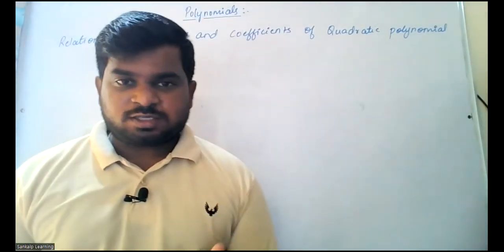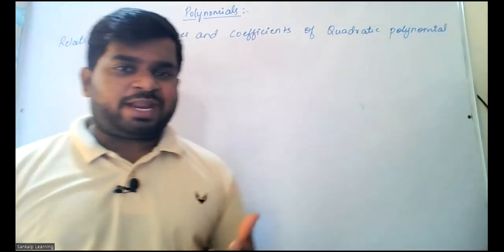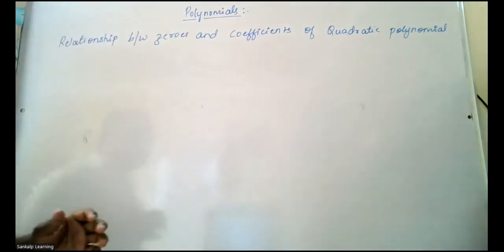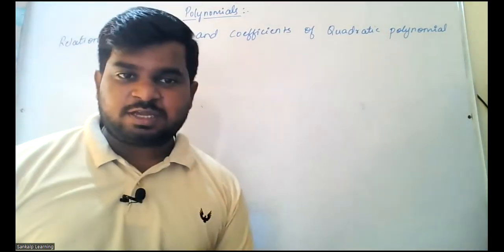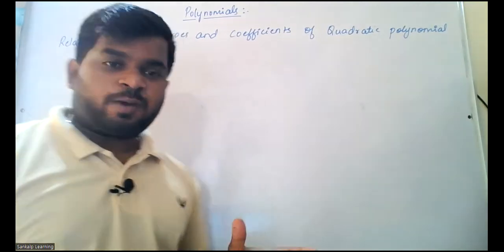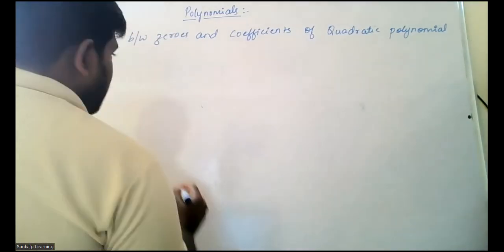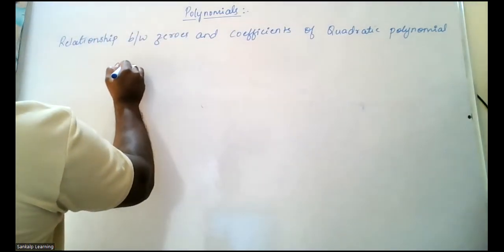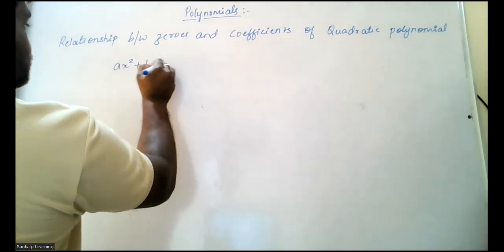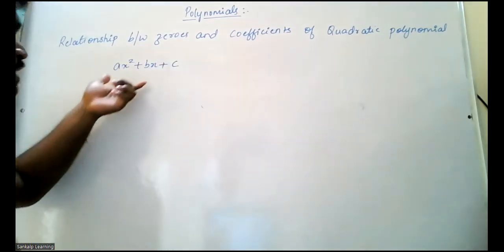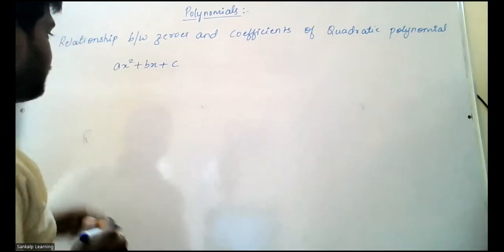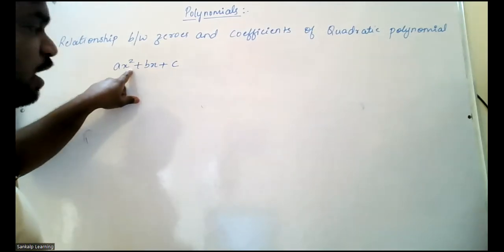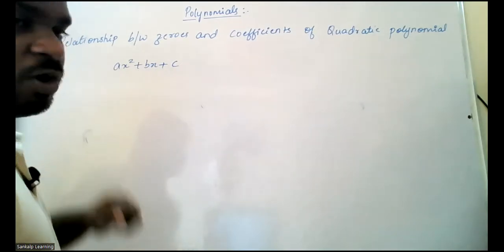So we know what a quadratic polynomial is. The very important concept in this chapter is the relationship between the zeros and the coefficients of a quadratic polynomial. Let's take ax squared plus bx plus c. This is the general form of a quadratic polynomial. Here a is the coefficient of x squared, b is the coefficient of x, and c is the constant term.